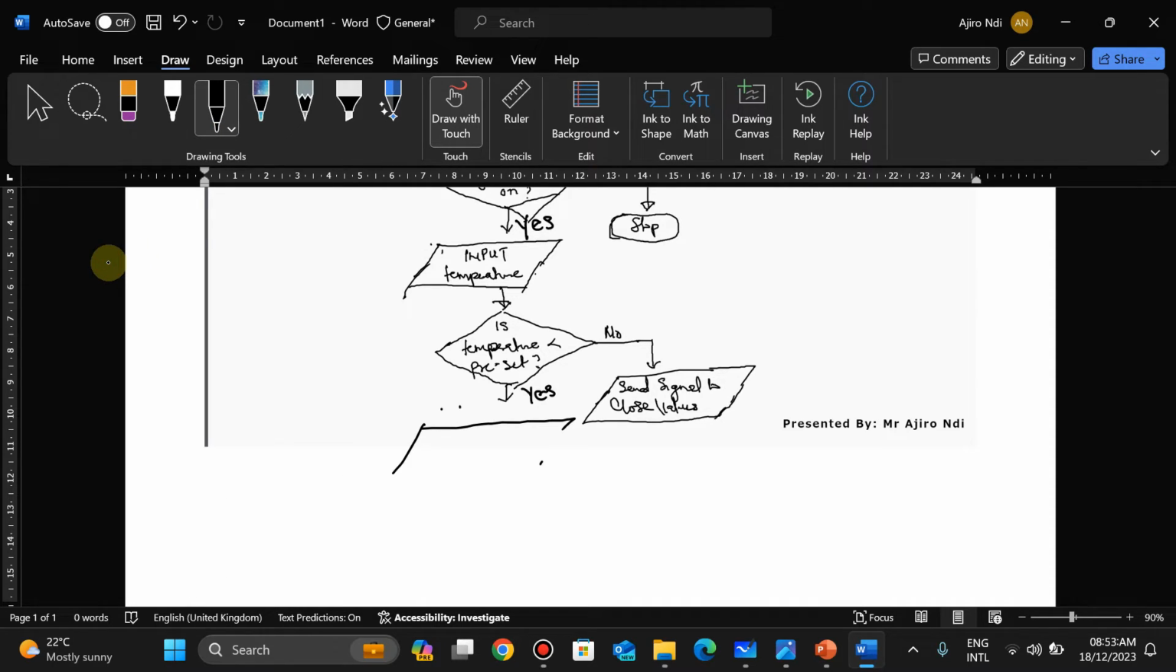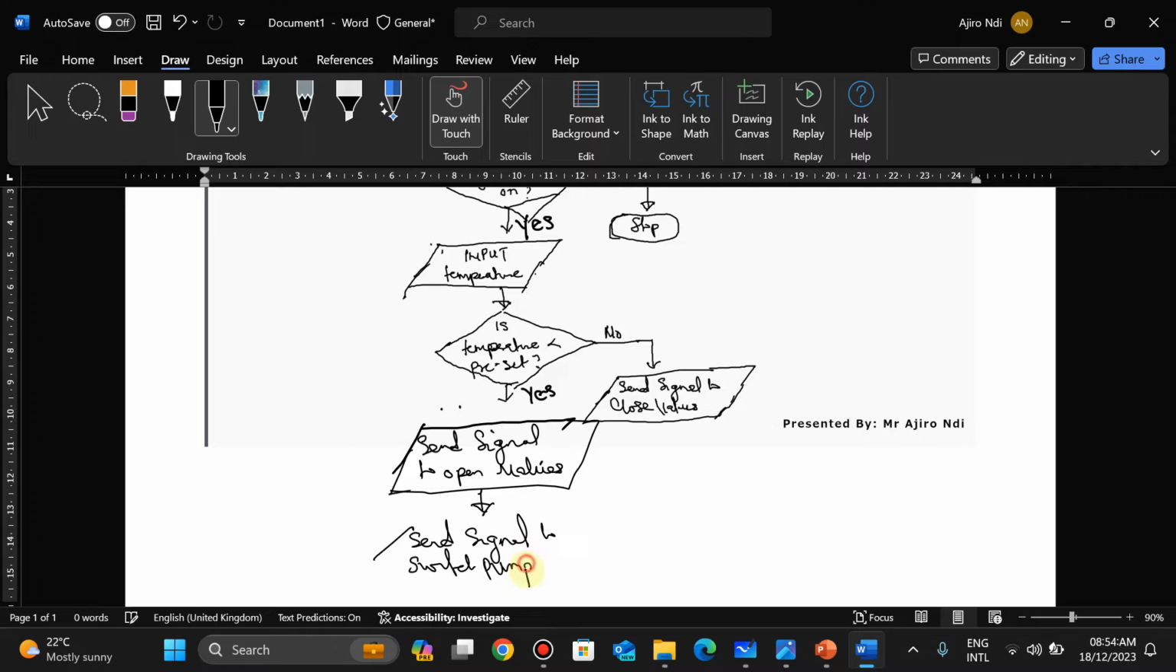Okay, so this is going to be send signal to open valves, and I have another one: send signal to switch pump on.